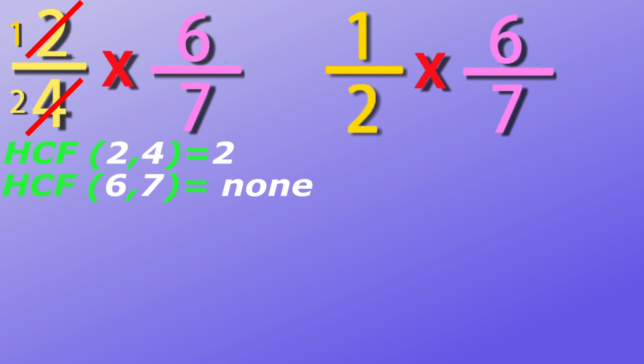In step 2, we use cross cancellation. We ask, do the left numerator and right denominator share any factors? If they do, divide both by the highest common factor.